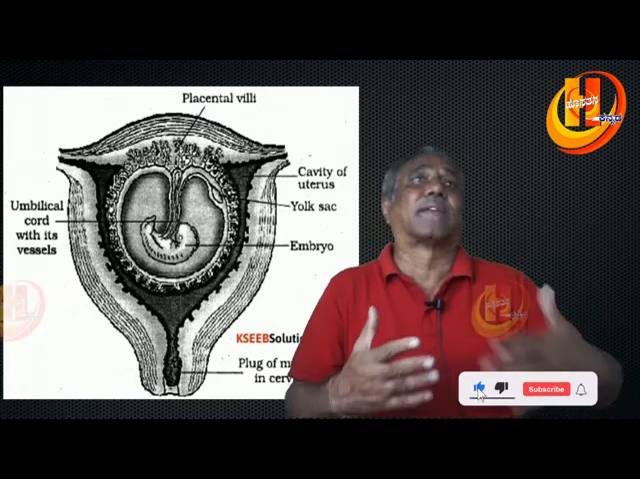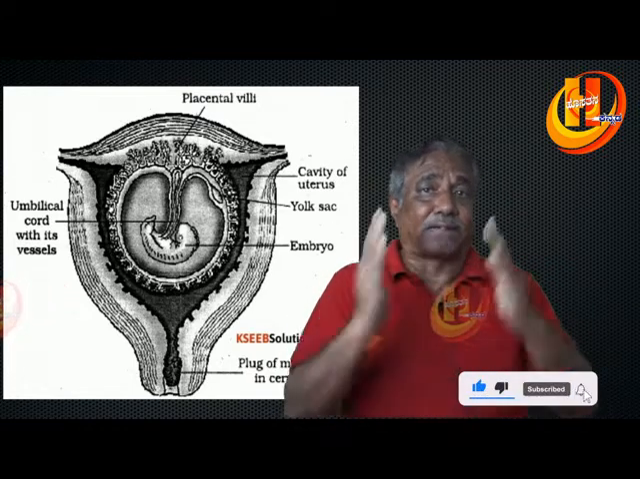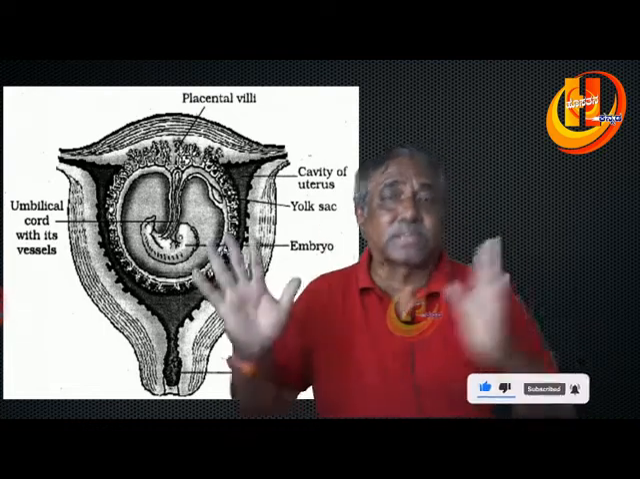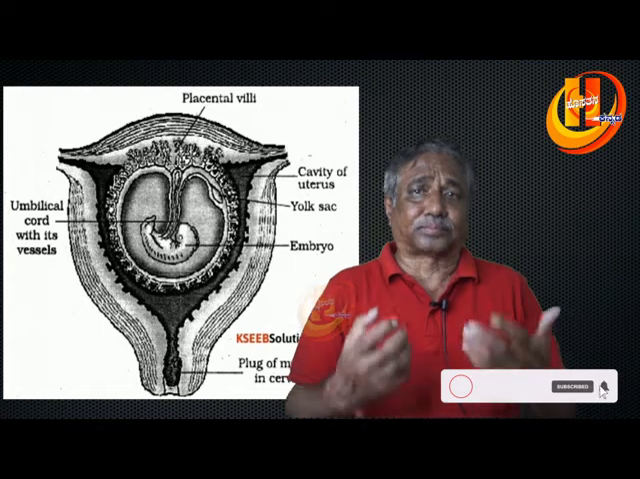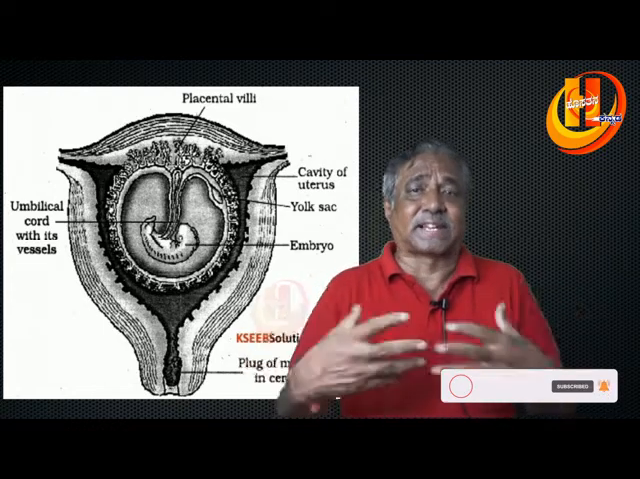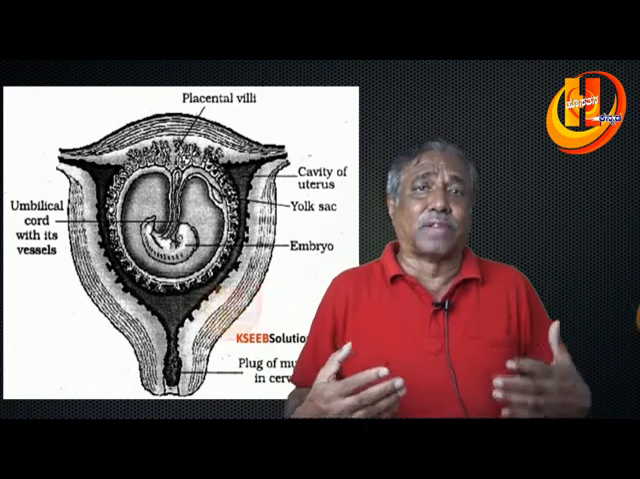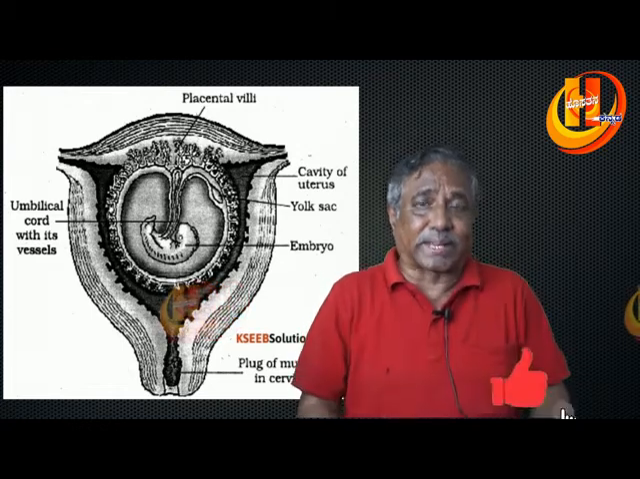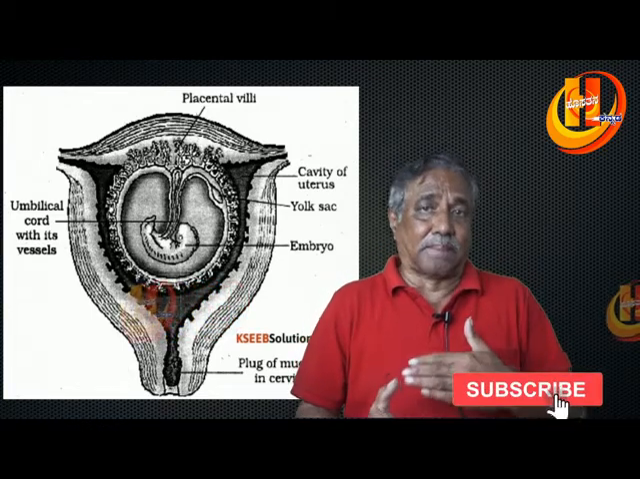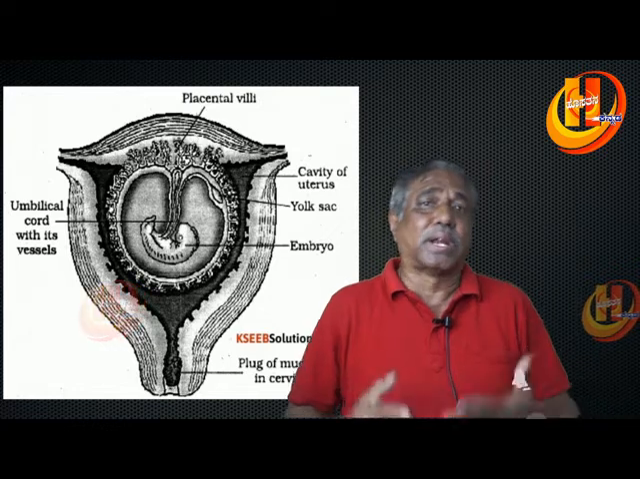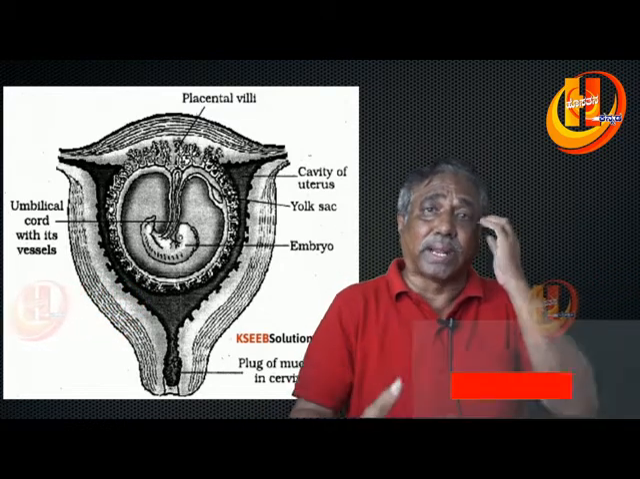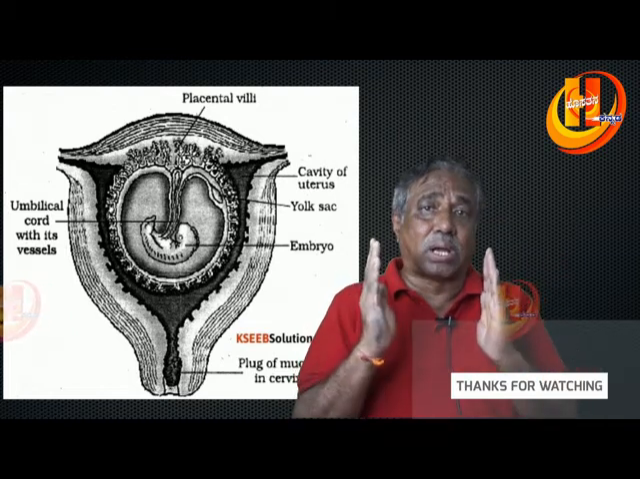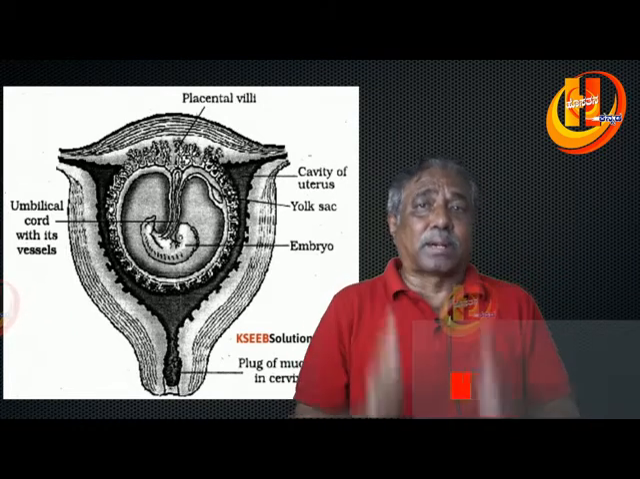The signals lead to the fetal ejection reflex. At the same time, oxytocin is produced during parturition. It helps in the contraction and relaxation of the wall of the uterus. Thus, the baby delivery or parturition takes place. That is about the complete human reproduction in detail.